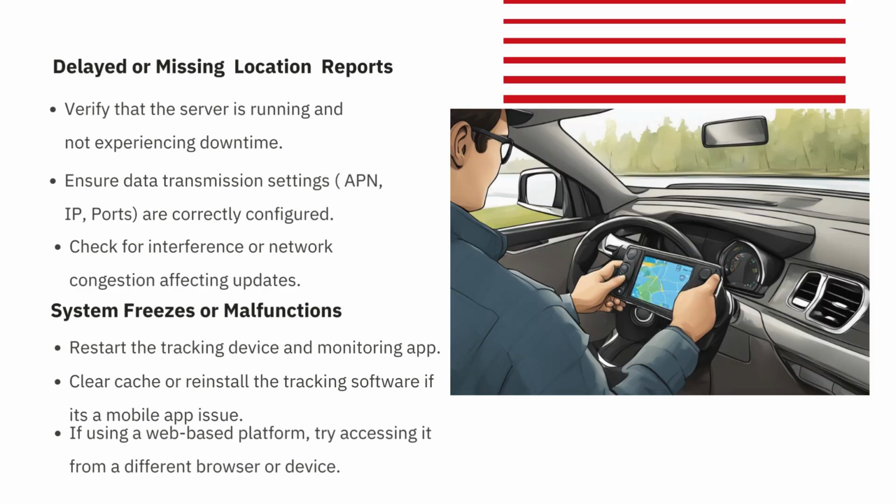All right. Let's say delayed or missing location reports. You can verify that the server is running. That's another thing. Ensure that data transmission settings are correct, and APN and ports are correctly configured. Check for interference or network congestion affecting updates. Congestion sometimes can affect and change your location.